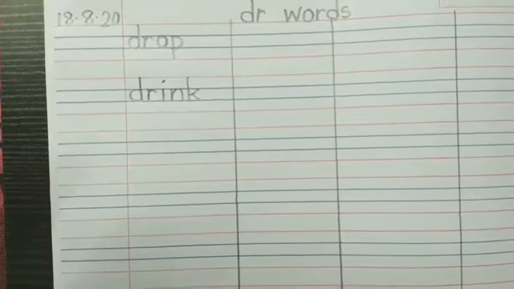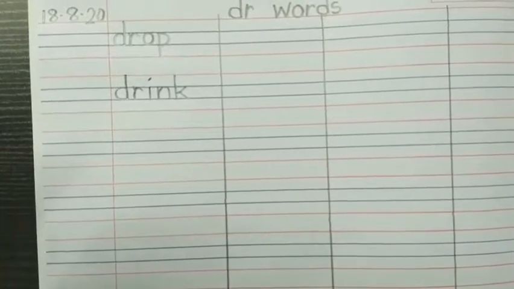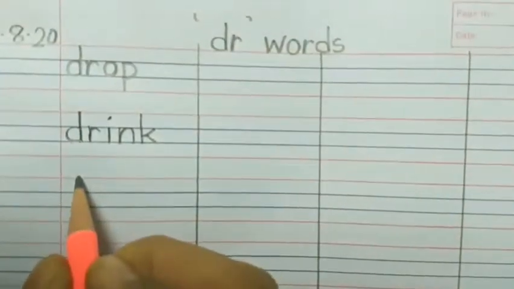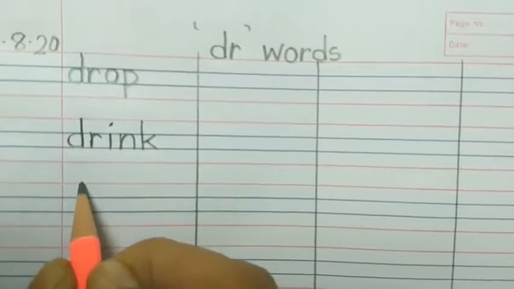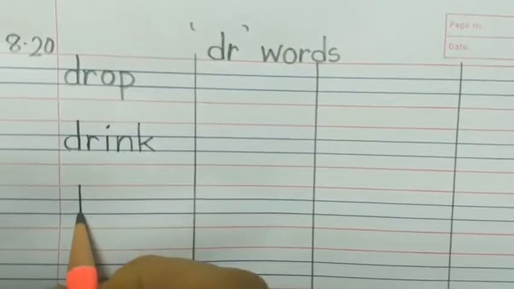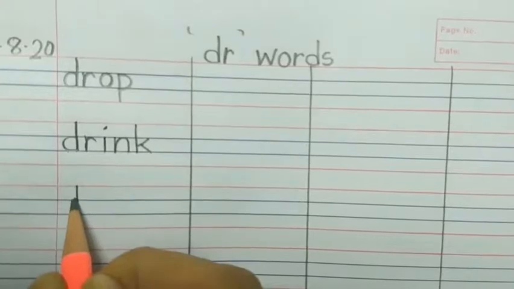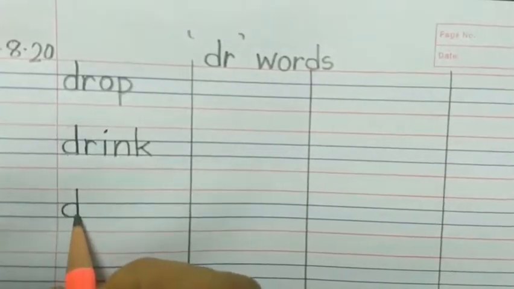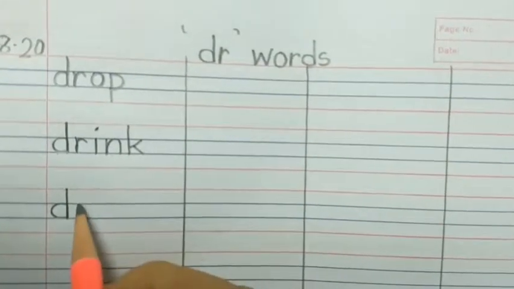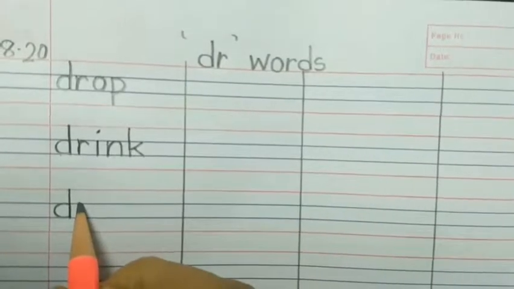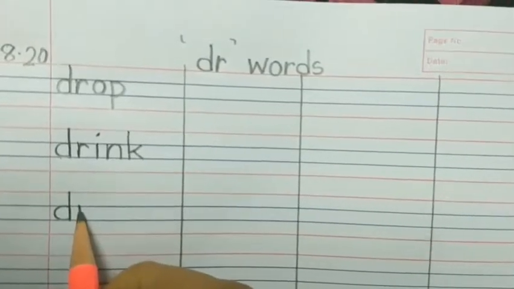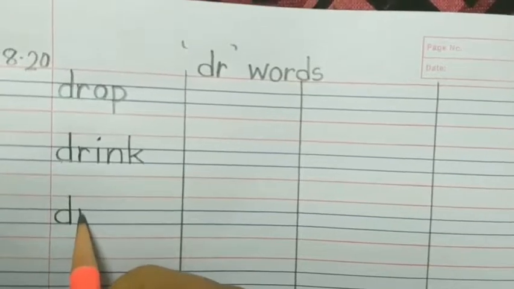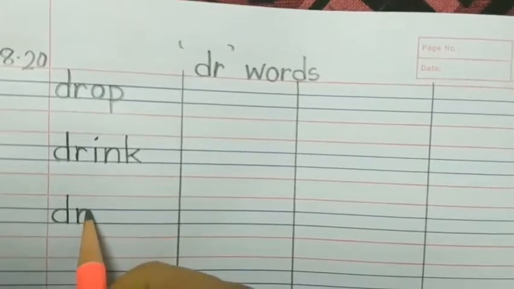Drum. D-R-U-M, drum. So we'll write D. From red line to blue line, make a straight standing line, go up, make a C curve from blue line to blue line, D. To write R, from blue line to blue line, go up, make a small curve, R.